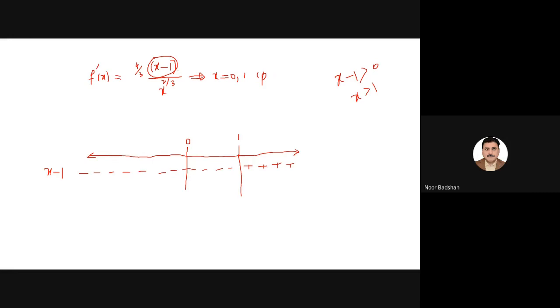Whereas the second factor is x power 2 by 3. You will take all factors, whether they are in the numerator or in the denominator, doesn't matter. But if you see, it is x power 2 by 3, which may be written as x power 1 by 3, squared. And a square is always positive, so it will be positive everywhere. Positive here, 0 at x equal to 0. It's positive everywhere.